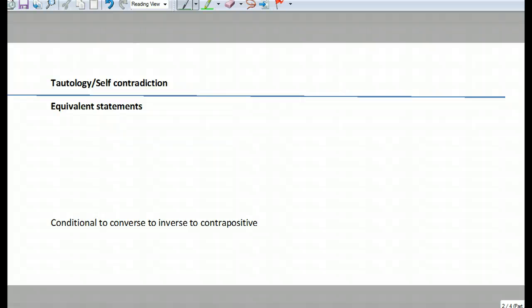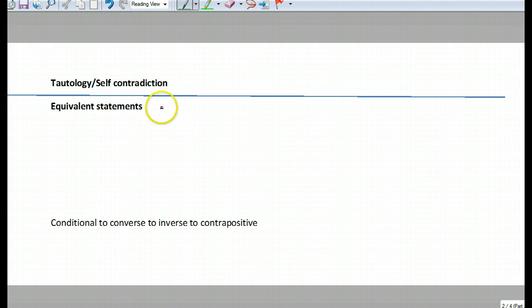Okay, so we want to look at equivalent statements. This is for the review part. I can tell you right now that on the test there's at least one question like this. If you were asked if two statements were equivalent or not.